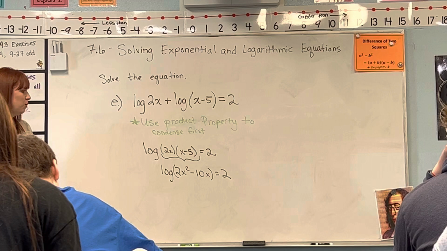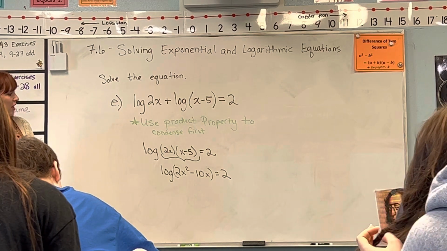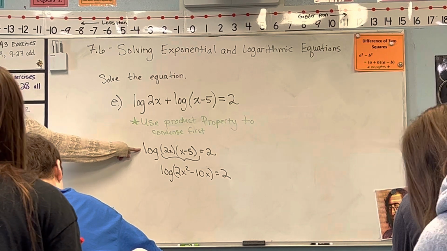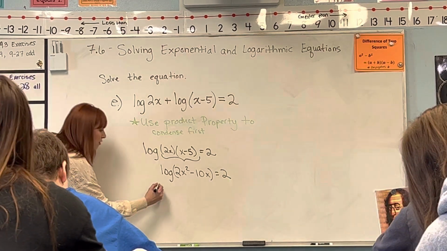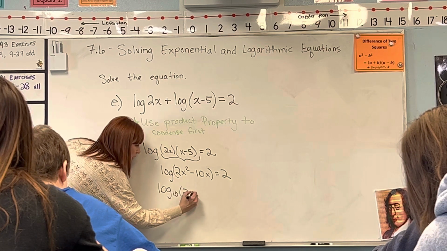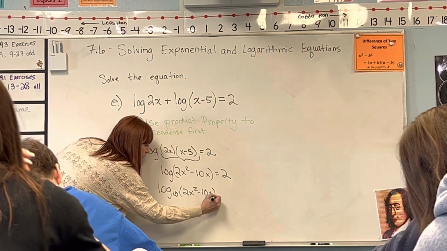Okay, and then you said swirly, right? Swirl, swirl. What kind of log is this? Log base 10, because it's a common log. So I have log base 10 of 2x squared minus 10x equals 2.